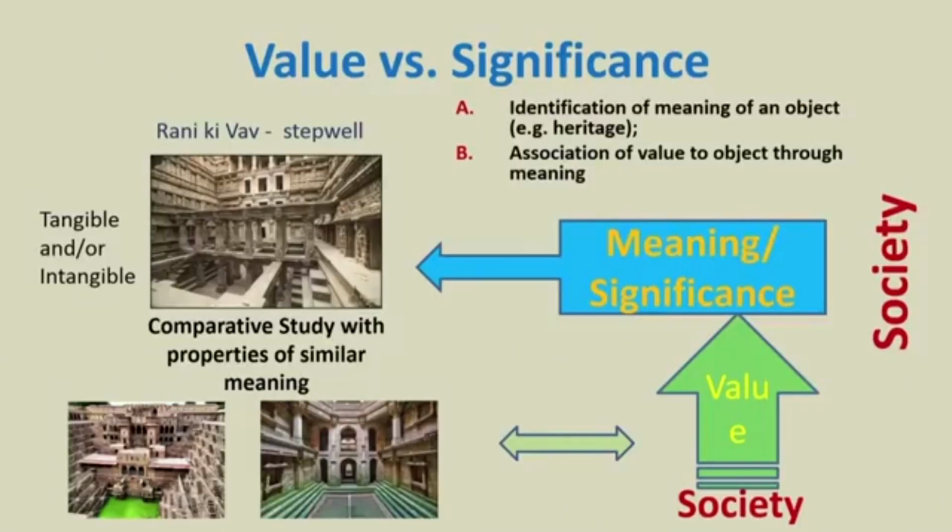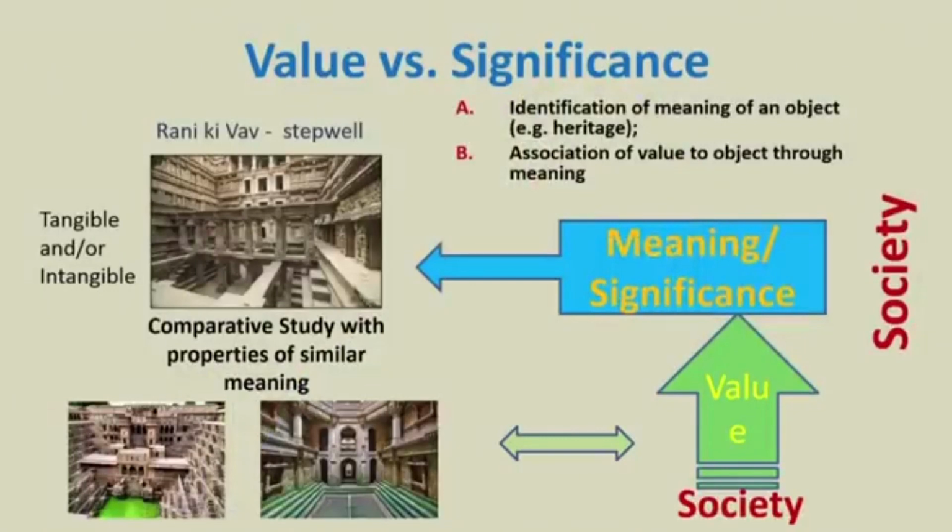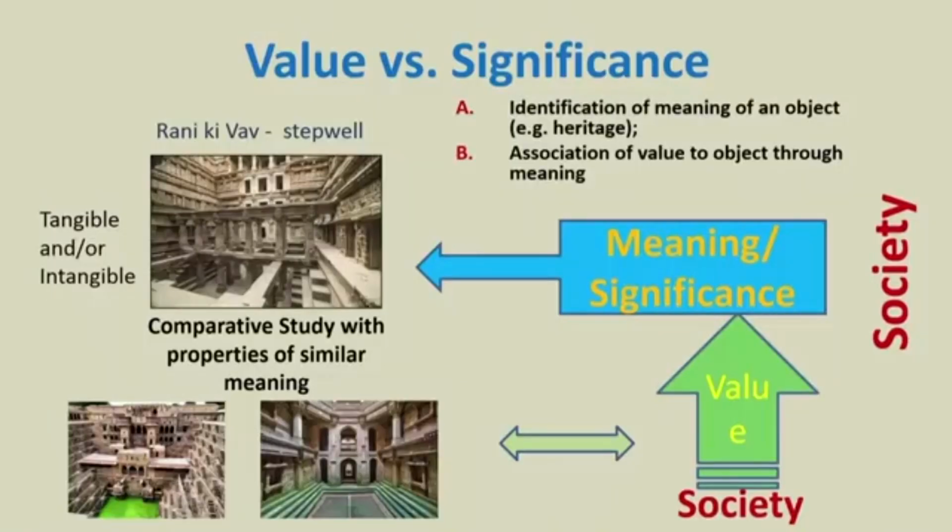Now, when it was placed as a World Heritage Site, what is also important is the tangible, which is the stepwell, with beautiful sculptures and other things. But to prove that it is of outstanding value, it had to be compared with other stepwells that have the same meaning, and to show its value and significance and how it is outstanding in this particular typology of structure. So, there is a comparative study of properties of similar meaning. We have to understand how these properties or attributes contribute to the value and what is the significance of that meaning to the society as a whole.